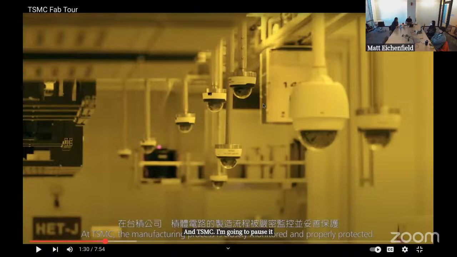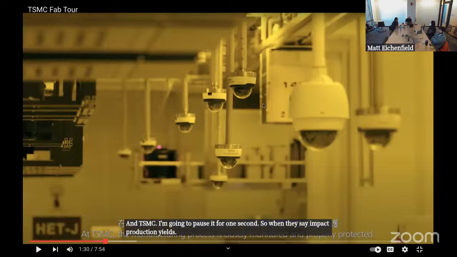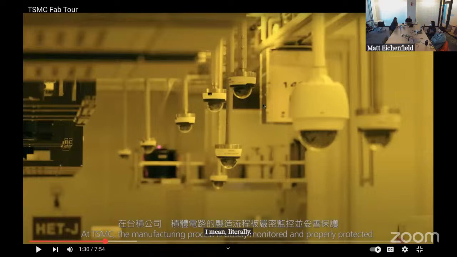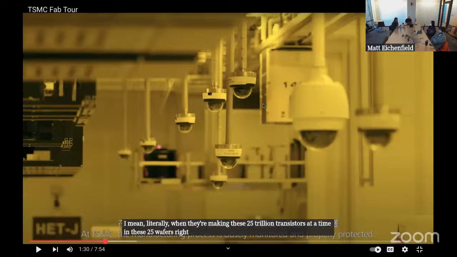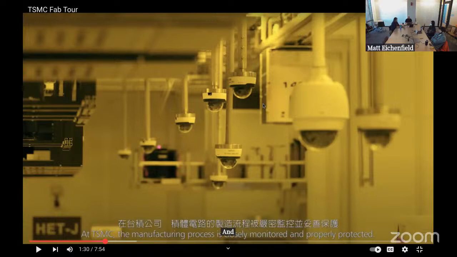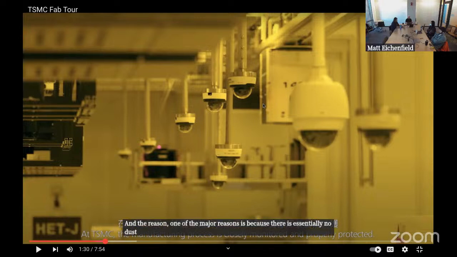I'm going to pause it for a second. When they say impact production yield, I mean, literally, when they're making these 25 trillion transistors at a time and these 25 wafers, a very large percentage of them work. Usually something like more than 99%, in fact, probably 99.9%. One of the major reasons is that there is essentially no dust in these facilities. They're able to make these things in a way that is essentially contaminant free.